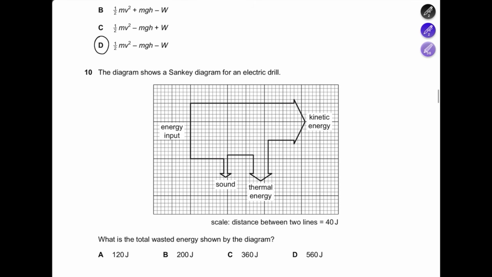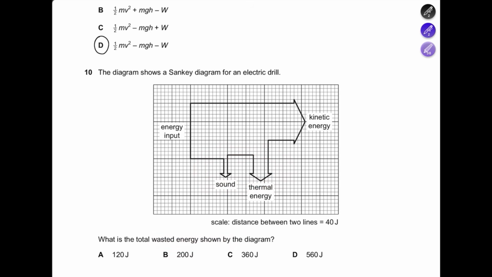So here this looks like an efficiency diagram. The diagram shows a Sankey diagram for an electric drill. What is the total wasted energy shown by the diagram? Okay, so this is the input energy, all of this. Then most of it is converted into kinetic energy, but some of it is lost as thermal energy and sound energy. So they're asking, what is the total energy wasted shown by the diagram? This is going to be this one, right?